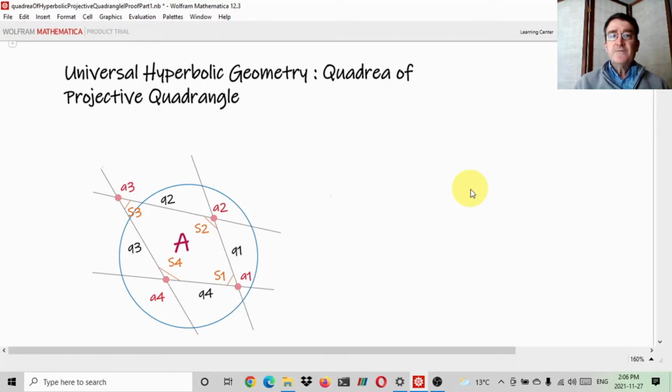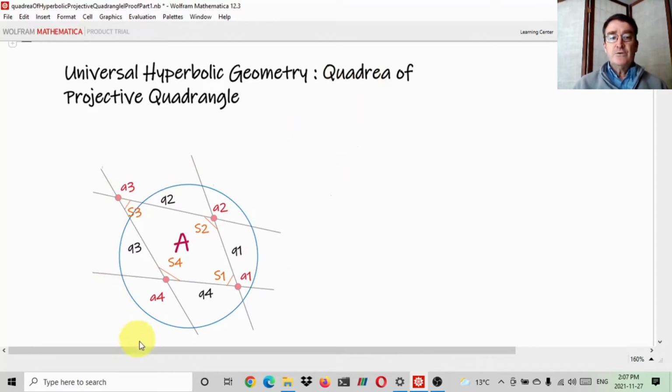I'm an engineer from Vancouver, Canada, and today I will be going over a proof of the quadrea of the projective quadrangle in universal hyperbolic geometry. This is a discovery I made and I detailed in a previous video. And in this video, I will be going through a Mathematica notebook to show you the proof of this theorem, the quadrea of the projective quadrangle.